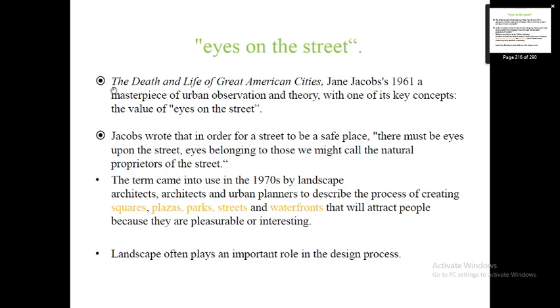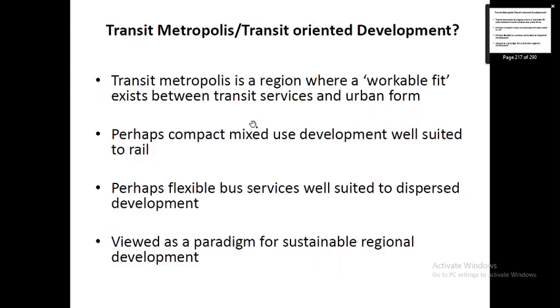So the eyes on the street, the phrase used in The Death and Life of Great American Cities, where there must be eyes upon the street and eyes belonging to those we might call the natural proprietors of the street, meaning the citizens of the street should have eyes on the street by creating squares, plazas, parks, streets and waterfronts. So landscape often plays a great role.